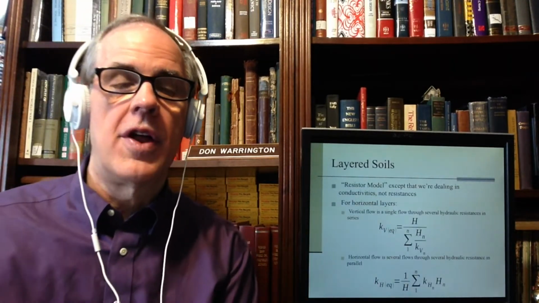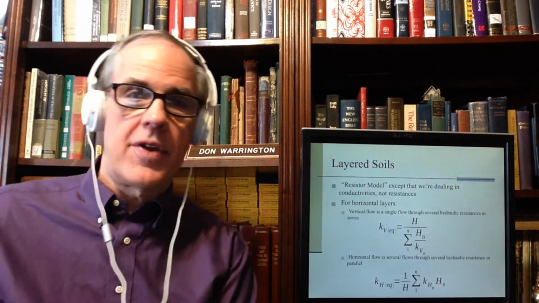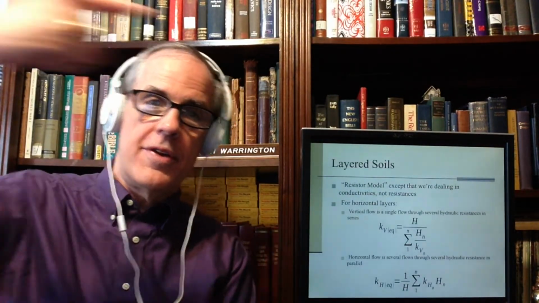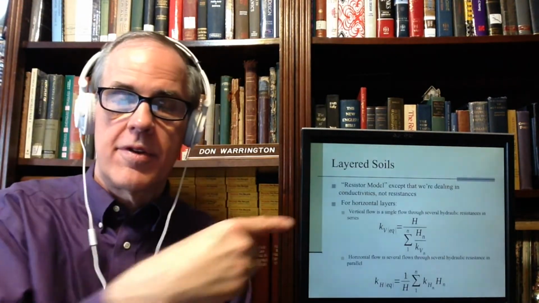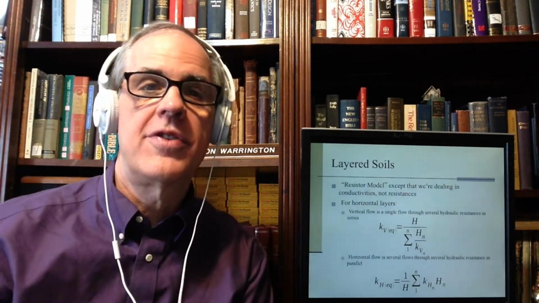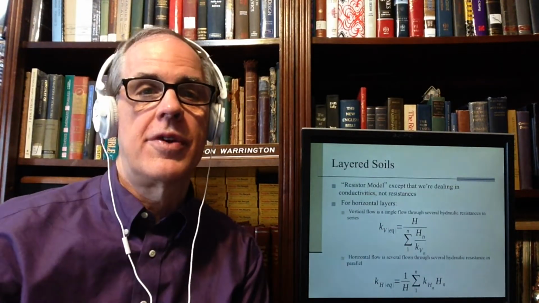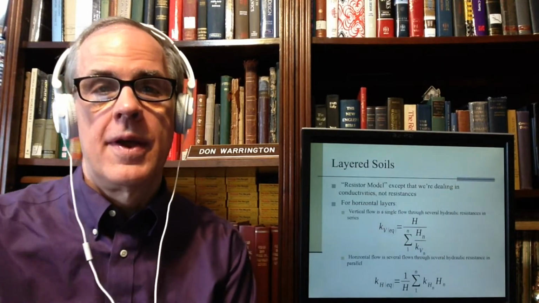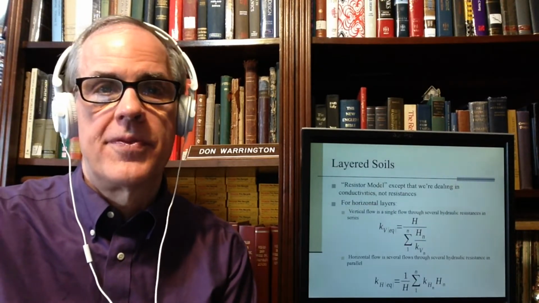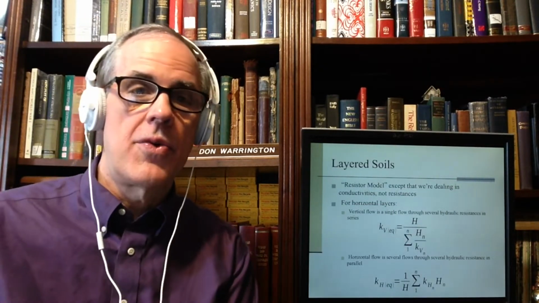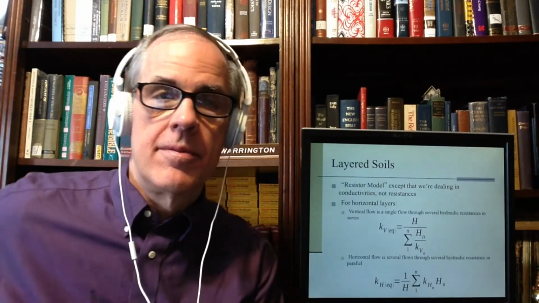For horizontal flow, the layers are this way, and the flow is this way. So it flows some through this layer, and then some through this layer, and then some through this layer, some through this layer. And the resistances are in parallel. I'm using an electrical analogy to make it simple. And the equation looks like that.